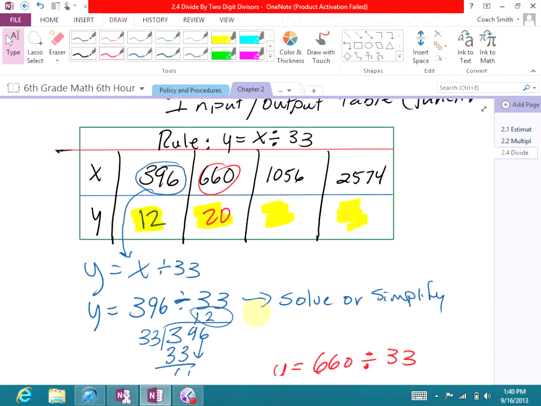Okay? The last two you're going to have to do on your own tonight in that box. But that's how you do the first two. You do the last two the same way we did the first two.